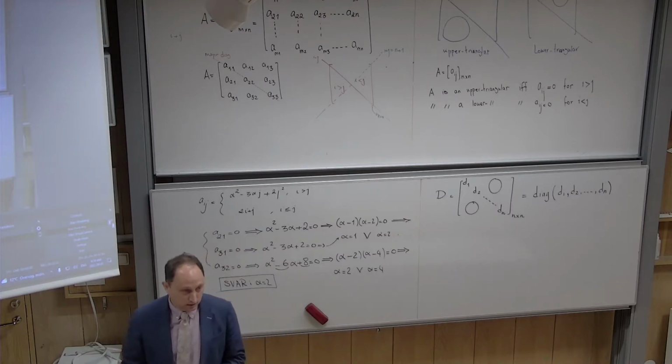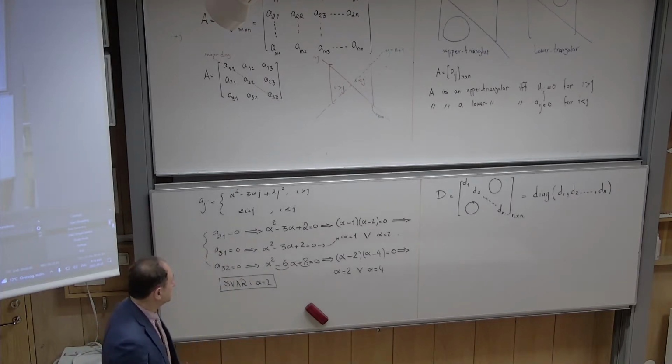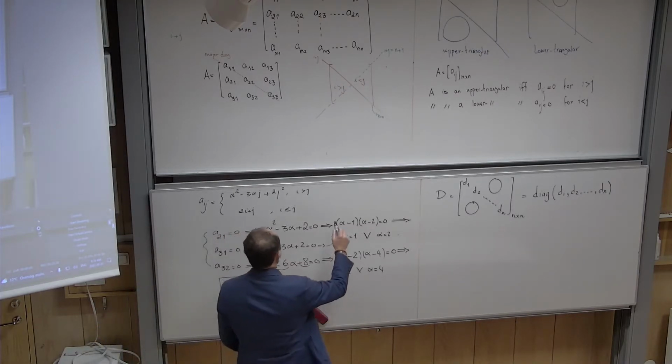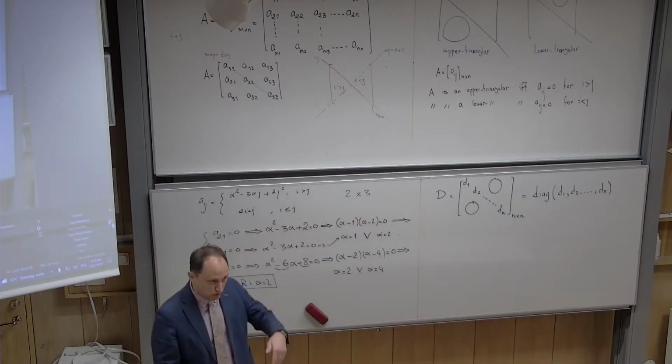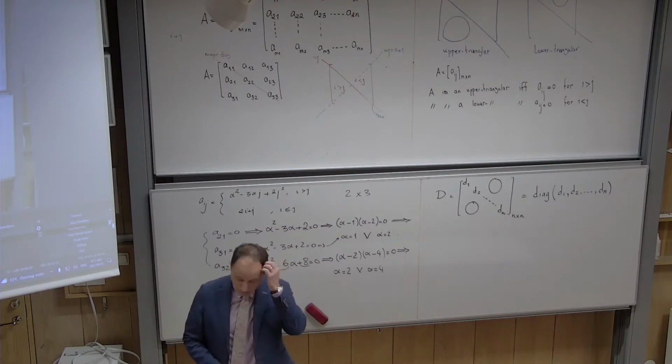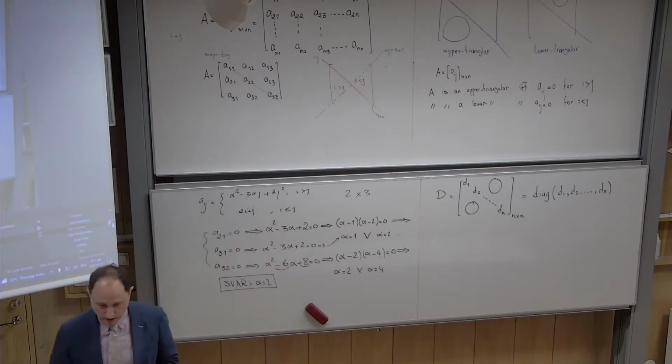Could you not write n squared then? No. When you say a matrix 2 by 3, it doesn't mean 6. It means 2 rows and 3 columns. Yeah, that's the convention. So it's not a multiplication here. Okay, so that's it. Let me see.